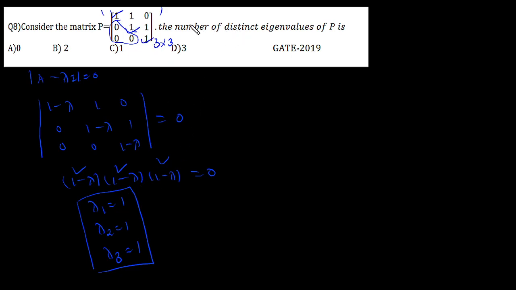So now they are asking about the number of distinct eigenvalues. We are getting three eigenvalues, but they are repeating: 1, 1 and 1. So the number of distinct eigenvalues is only 1, because only the 1 is repeating. So only one entry is distinct. So option C is the correct one, because here the eigenvalue is repeating.